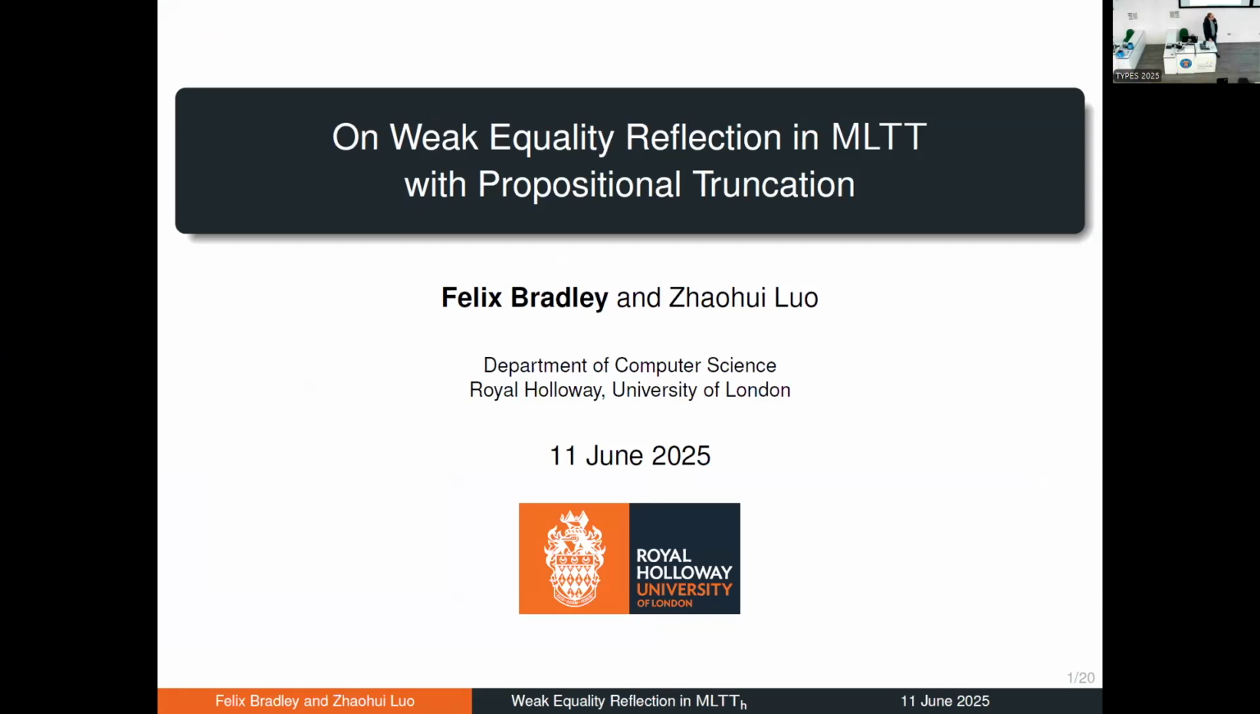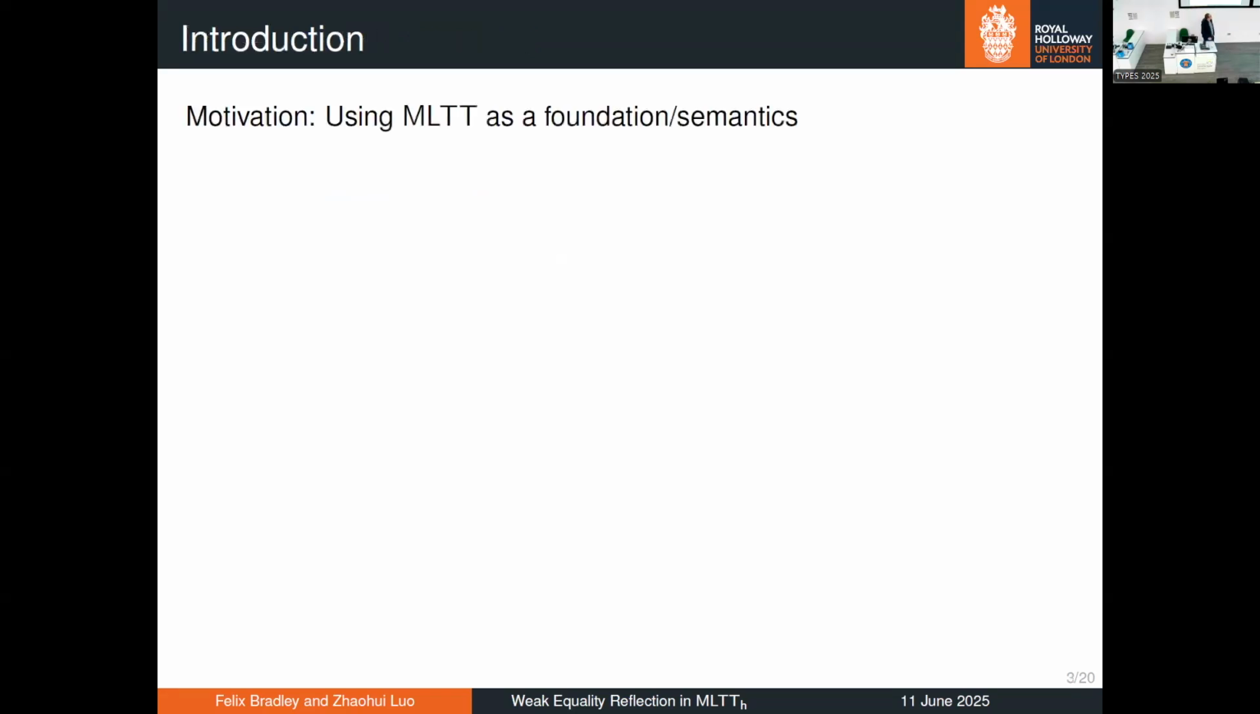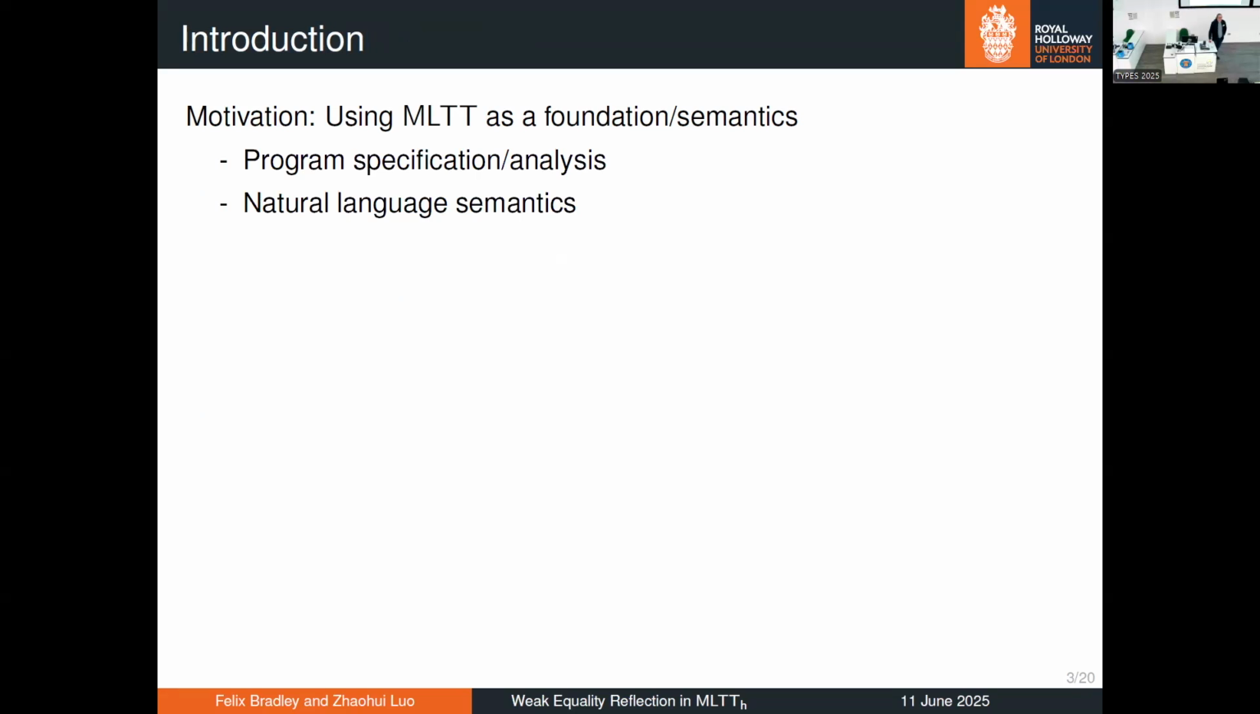I'm going to be talking about some ongoing work with my supervisor. It's still early days, still working through some things. We're primarily looking at a couple of different applications of type theory. In particular, we're looking at using type theory for program specification and for natural language semantics.